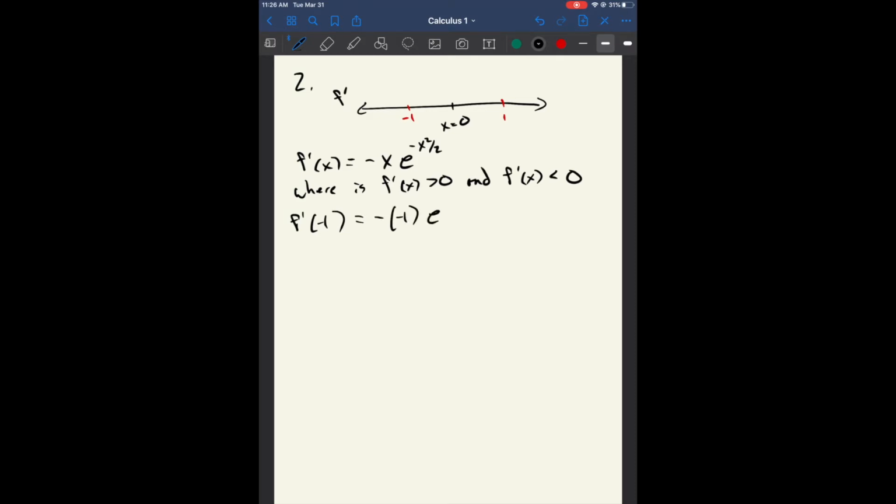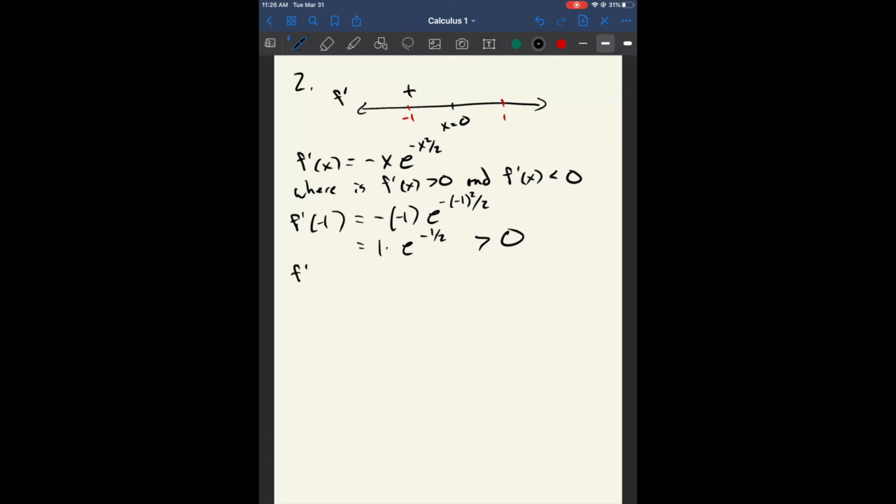So that's going to be -1 e to the -1 squared over 2, right? So try your best not to get lost in the minus signs here. This is going to be 1 times e to the, squaring that -1, so I'm going to get -1/2 here. And this number is positive, right? This is a positive number. So here I have positive, so the derivative is positive here.